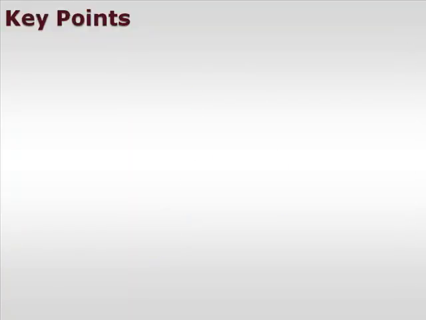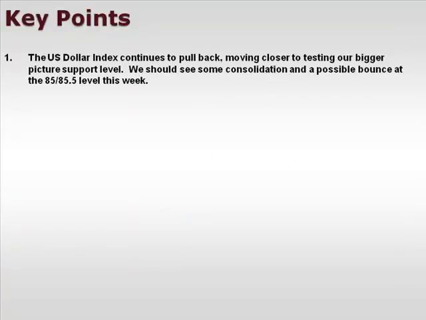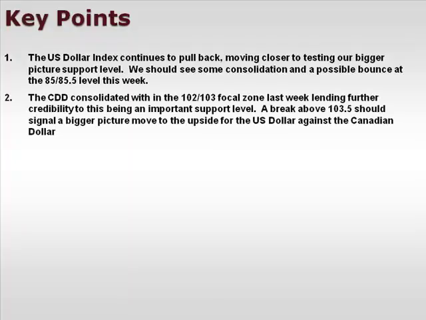Let's take a look at a few of our key points. First of all, the US dollar index continues to pull back, moving closer to testing our bigger picture support level. We should see some consolidation and a possible bounce at the 85-85.5 level this week. The CDD consolidated within the 102-103 focal zone last week, lending further credibility to this being an important support level. A break above 103.5 should signal a bigger picture move to the upside for the US dollar against the Canadian dollar.